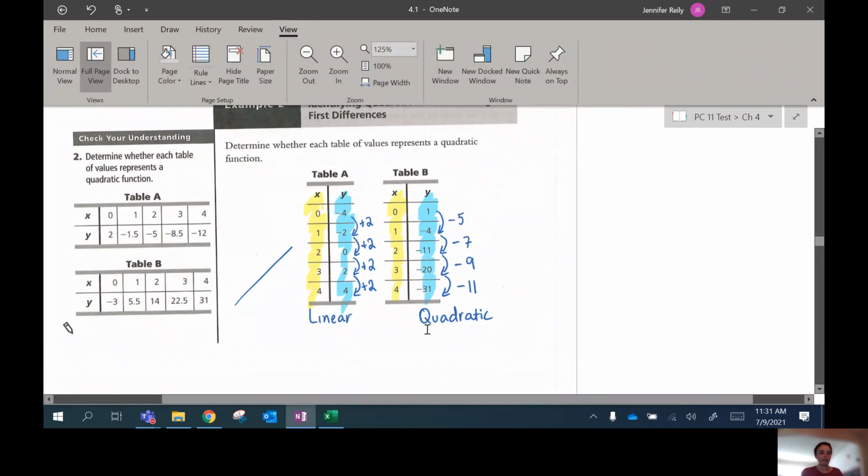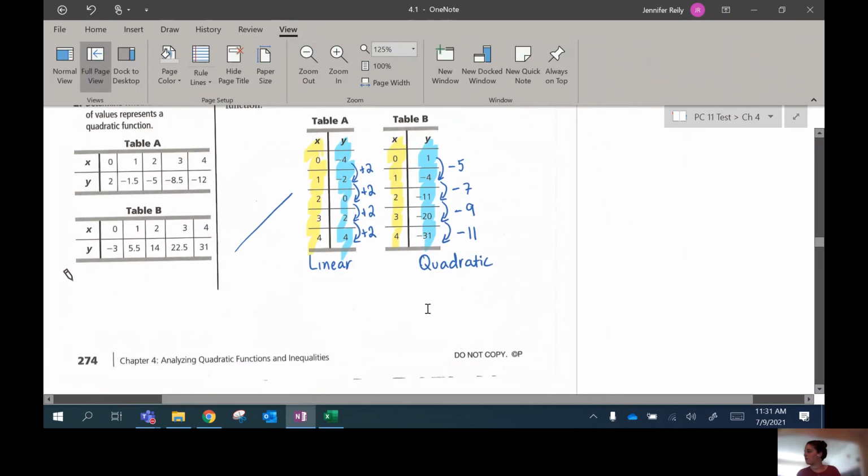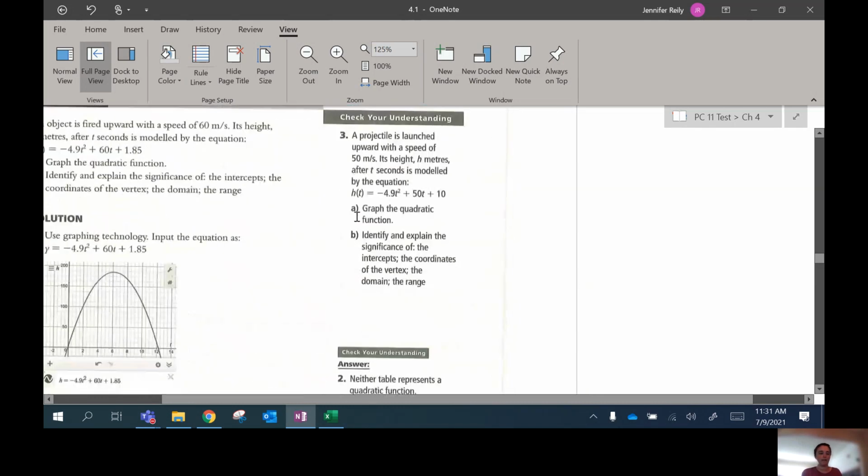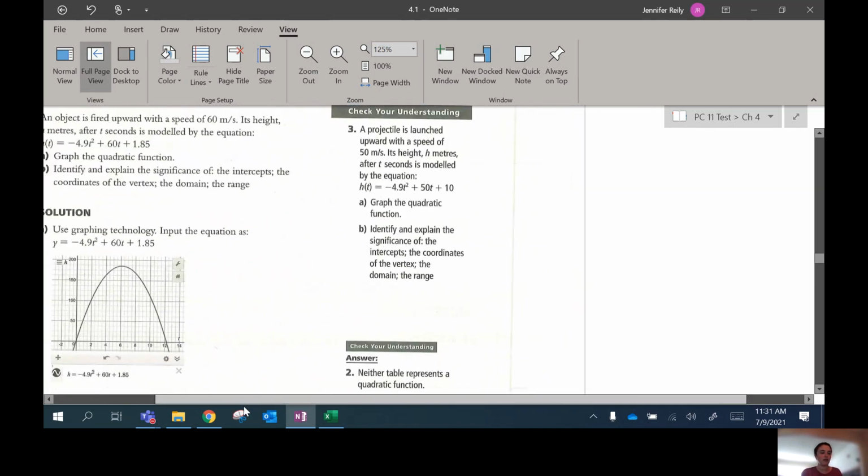Okay. So you should be able to look at a table and decide if it looks like a quadratic pattern or a linear pattern. You can try these two over here. They're both linear. Okay.